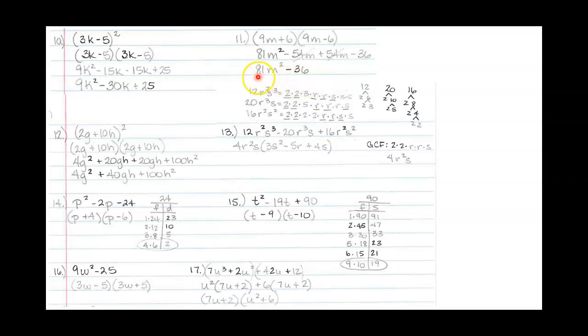So again, 81m squared is a perfect square. That would be 9m squared, and 36 is a perfect square. That would be 6 squared. So it's the difference of 2 squares.